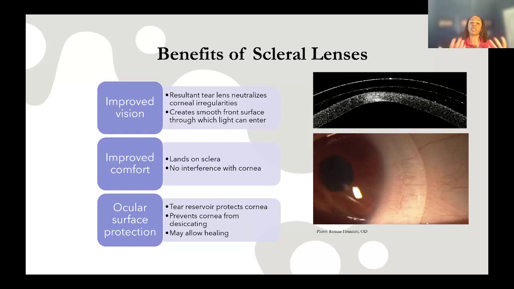And then it can protect the ocular surface. So this is fantastic for patients that have ocular surface disease. And it can prevent the eye from desiccating, and it can allow some healing as well. So if you recall, this patient has a dystrophy that could potentially have RCEs in the future. So this is a double whammy. We're improving his vision, and we're hopefully preventing that cornea from desiccating and causing a recurrent corneal erosion in the future.